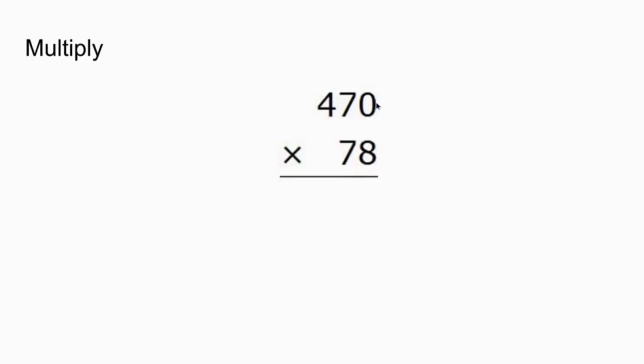Multiply 470 times 78. Whenever we multiply a 3-digit number to a 2-digit number, we're going to start with the bottom number and start with the ones digit and multiply right to left, remembering that we're probably going to have to carry over a few times. So 8 times 0 is 0. 8 times 7 is 56.